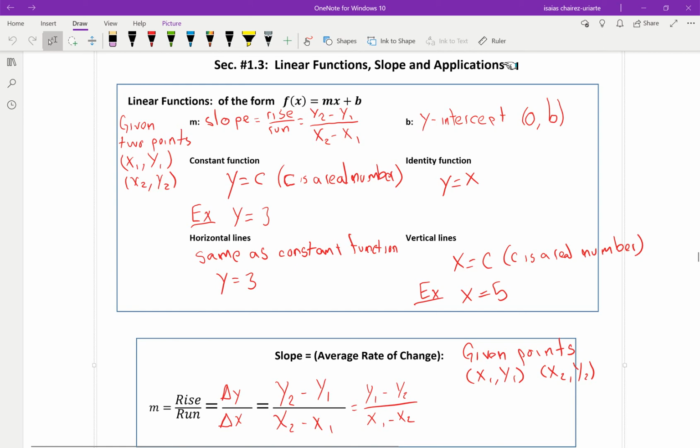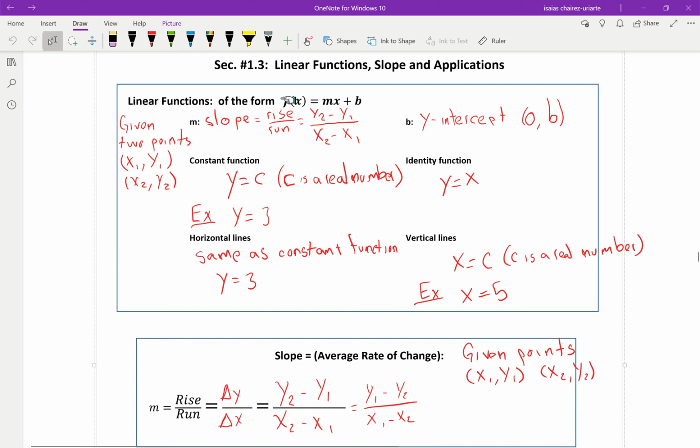Okay, this is section 1.3. Here we're going to be dealing with linear functions. So we're going to have to talk about slope and also y-intercepts, and we'll do maybe an application of a linear function. Okay, so let's get going.